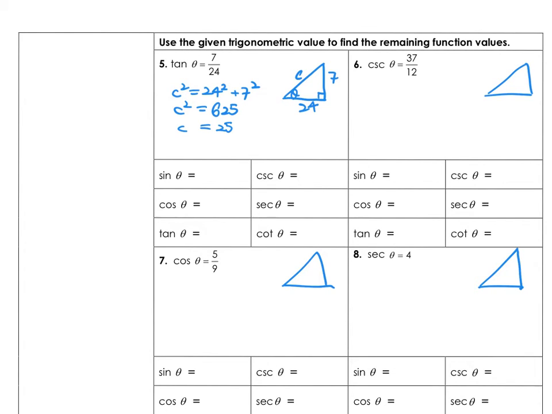So sine is 7 over 25. Cosine would be 24 over 25. Tangent is 7 over 24. And the rest of it is just a reciprocal. 24 over 7. That's it.